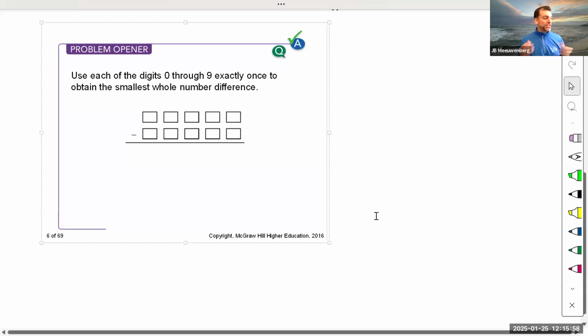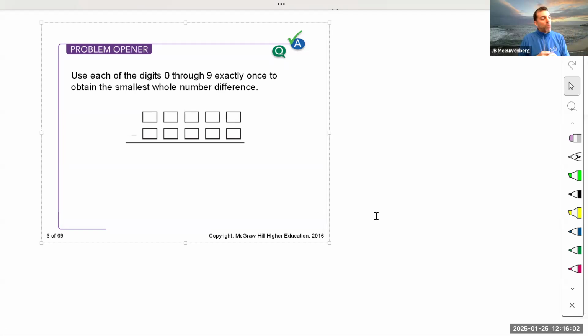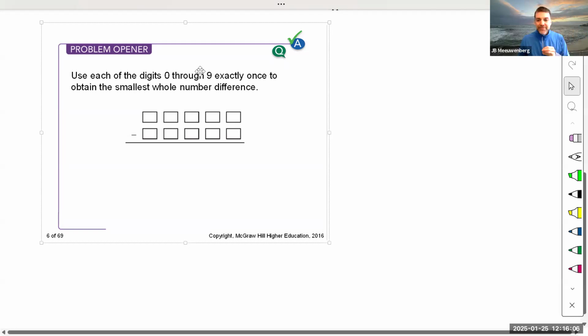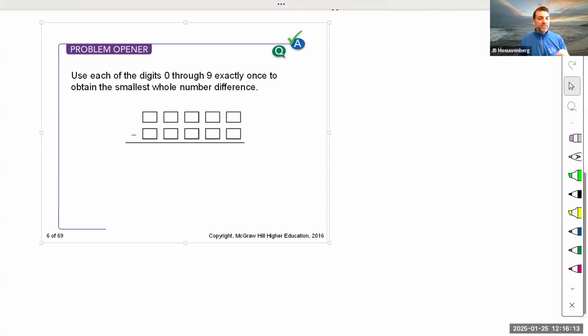Use each of the digits 0 through 9 exactly once to obtain the smallest whole number difference. So you're going to take the 10 different digits 0 through 9 and put them in these 10 little boxes so that when you subtract, you get the smallest possible difference. Go ahead and pause the video and see what you can come up with. And also, while you do it, think about how you're thinking through it.